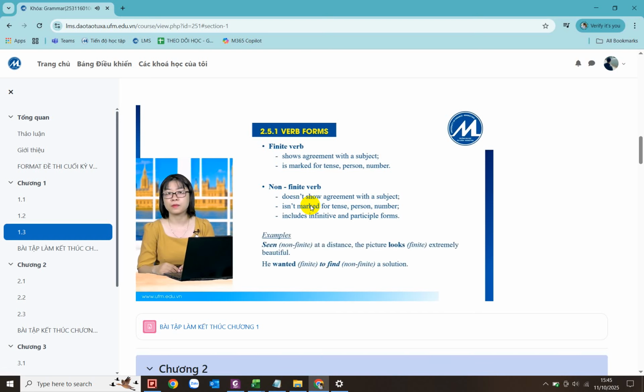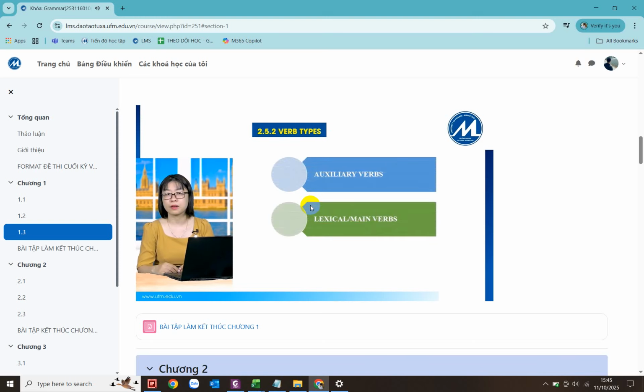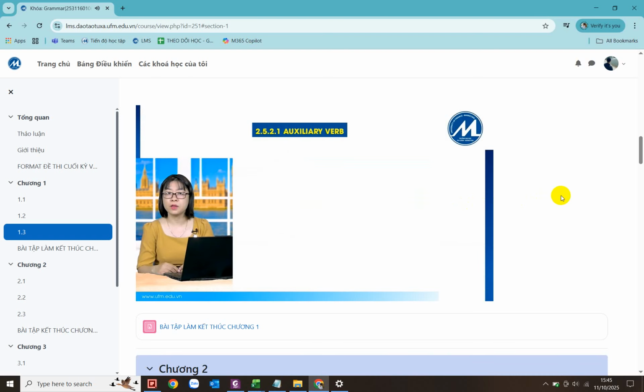For example, seen at a distance, the picture looks extremely beautiful. He wanted to find a solution. There are two kinds of verbs, auxiliary verbs and lexical or main verbs. First, an auxiliary verb is used with the main lexical verb. It provides grammatical information such as tense, voice, and mood.